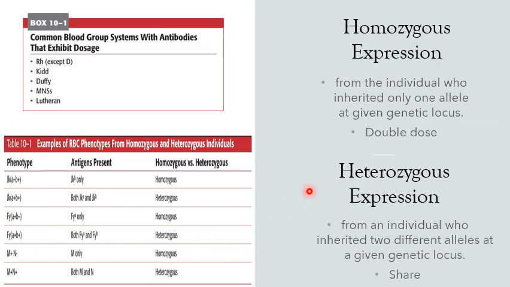Antigens in the screen cell panel have homozygous and heterozygous expression. A cell with homozygous antigen expression is from the individual who inherited only one allele at a given genetic locus. Therefore, the cell surface has a double dose of that antigen.